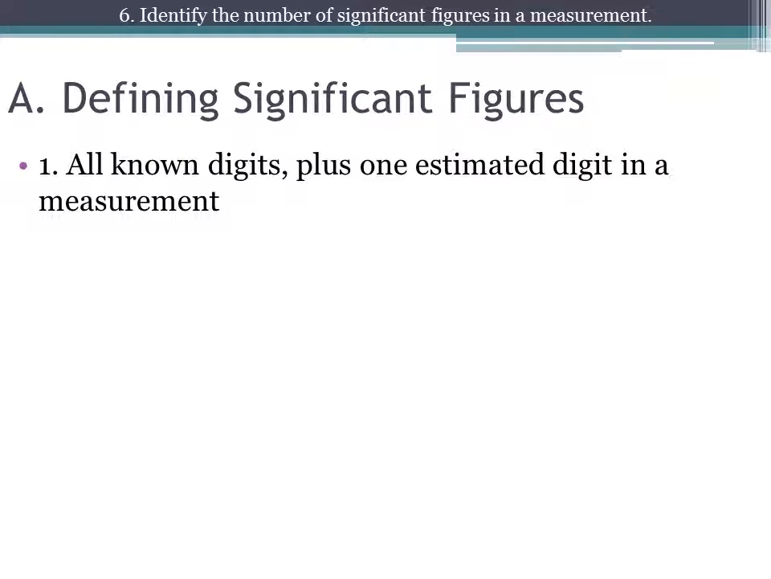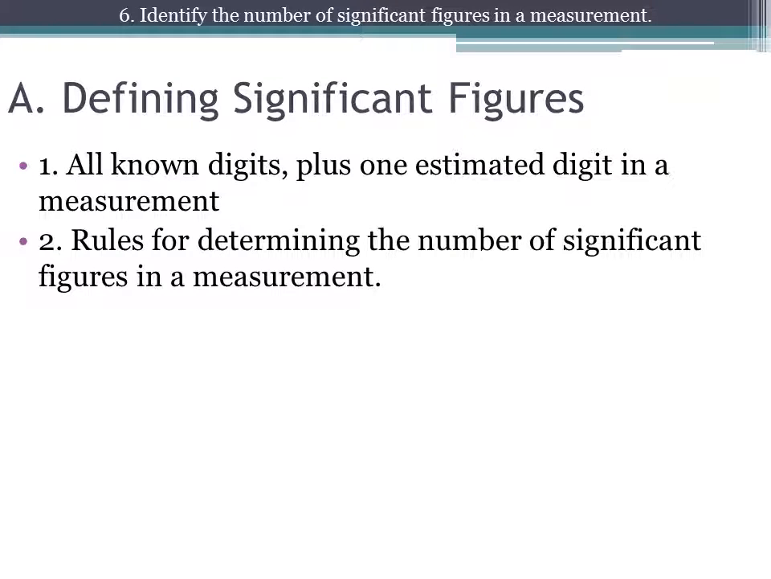As we have already discussed when learning how to measure, we know that significant figures or significant digits are all the known digits plus the one estimated digit in a measurement. What we need to be able to do is look at a measurement that we have not taken and determine the number of significant figures, or sig figs, that are in that measurement. And there are some rules for doing this.